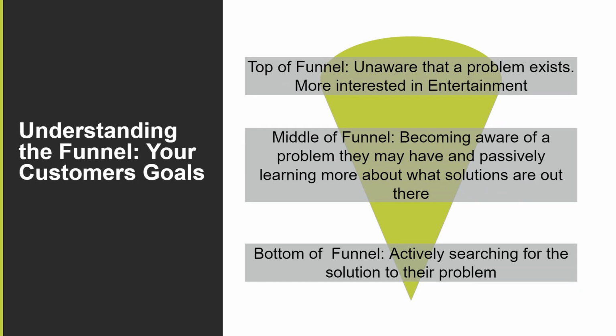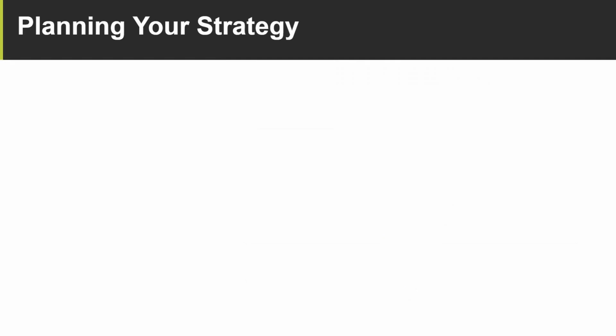So understanding the funnel, your customer's goals. So, top of the funnel, what are their goals? They're aware that a problem exists and they're interested. Here you can entertain them, keep them excited, keep them engaged. Middle of the funnel, they become aware of the problem they may have, passively learning more about what solutions are out there. Bottom of the funnel, they actively search for a solution to their problem. So in relation to their goals, this is what a funnel would look like.